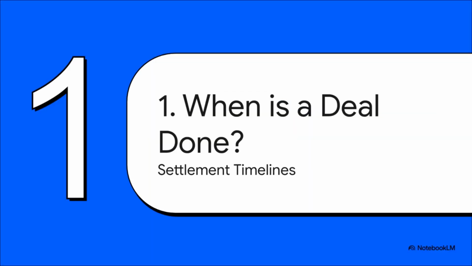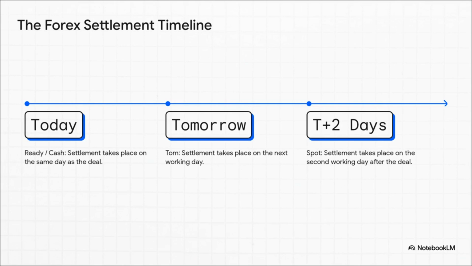Okay, first up, timing. How long does it actually take for the money to move from one party to the other? Well, you've got a few options. There are ready or cash deals that settle on the same day. Then you have TOM deals, that's just shorthand for tomorrow, which settle the next business day. But the huge majority of trades, the ones that really move the market, are done on a spot basis. And that means settlement happens 2 business days after the deal is made. That's the market's default setting.